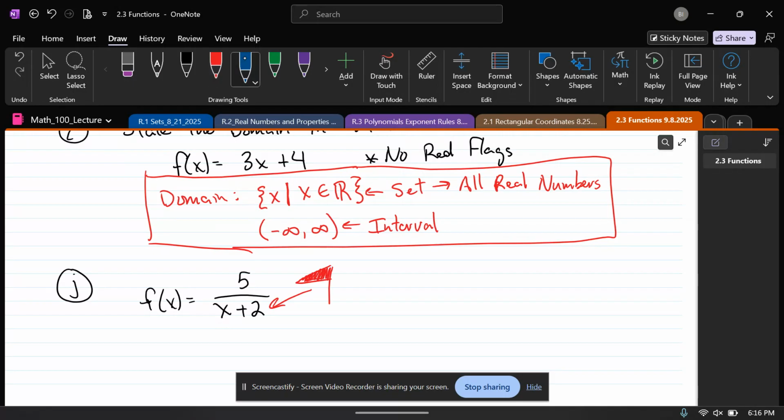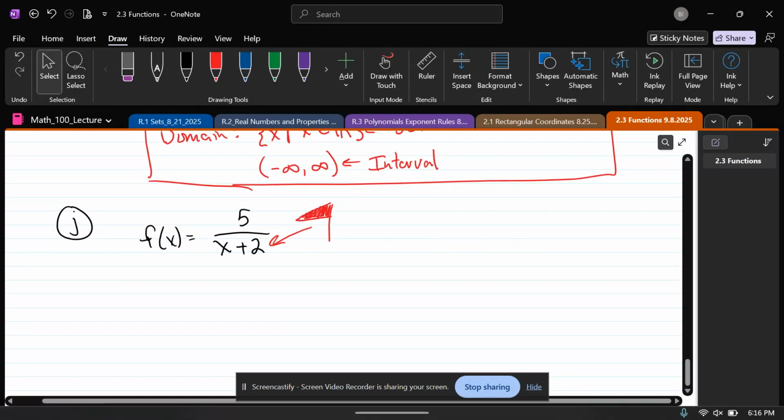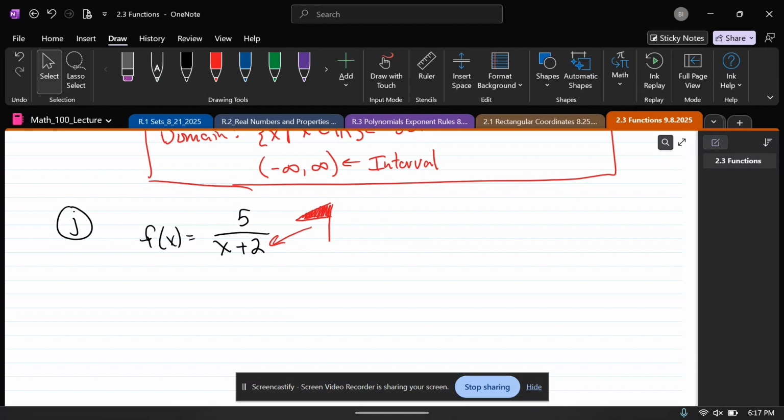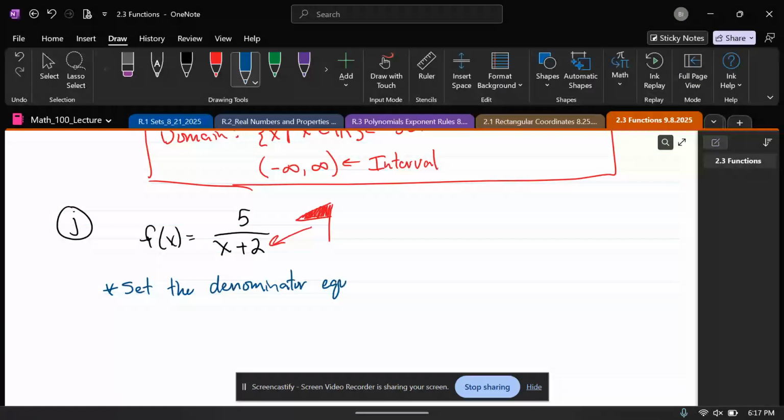Now, we can't ignore the red flag. We've got to take care of it. So to find the domain, we're going to find out what number we need to cut out of this thing and remove, that's going to cause the problem. The problem created by an x in the denominator is division by 0. So what we want to know is when is the bottom part equal to 0. So we set the denominator equal to 0 and solve.